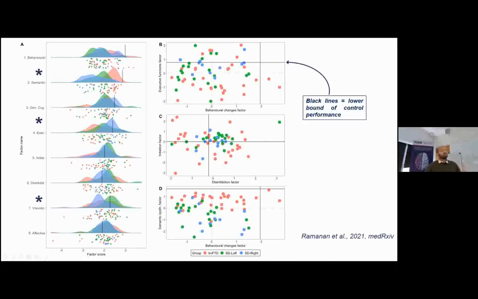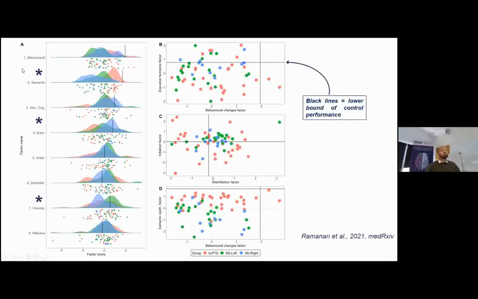Instantly, one of the things you see is that for the behavioral factor, where behavioral disturbances are typically thought of as very uniquely representative of behavioral variant frontotemporal dementia, which is why you have behavioral variant in the name, we see quite a lot of overlap between these categorically distinct syndromes. There's quite a lot of overlap between individuals who have BVFTD here in the orange, as well as individuals with the right and left variations of semantic dementia here in the blue and the green.